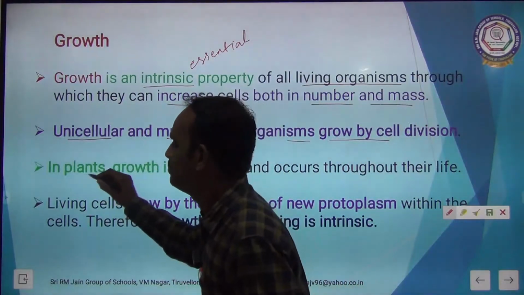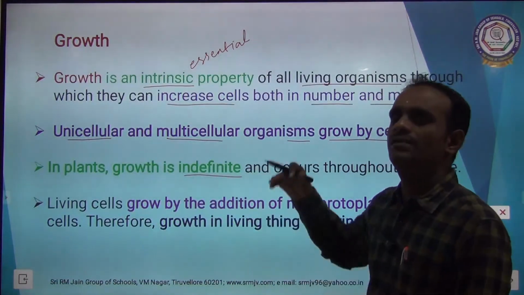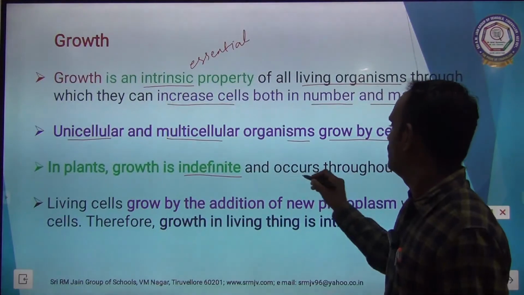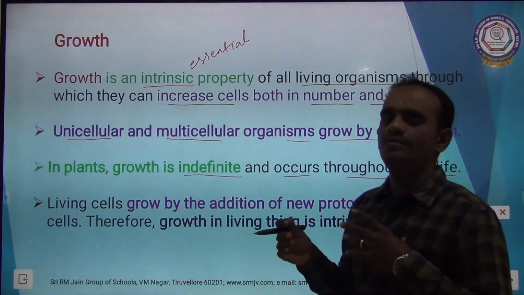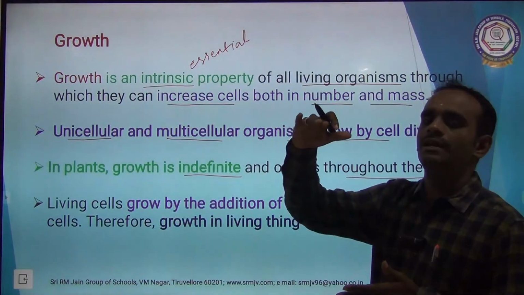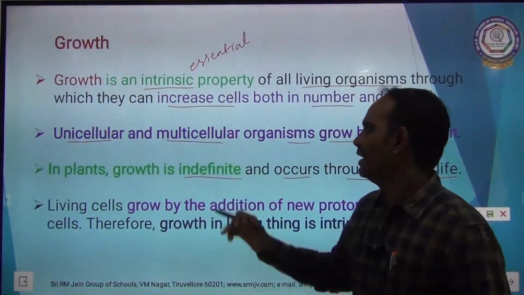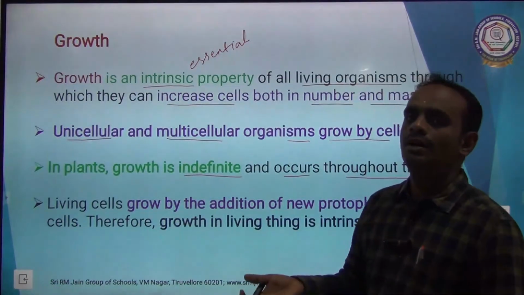In case of plants, growth is indefinite. There is no limit at all. So growth is indefinite and occurs throughout their life. But in case of human beings or animals, the growth has some limit. But in case of plants, the growth is indefinite, there is no limit at all, it can grow throughout the lifespan.